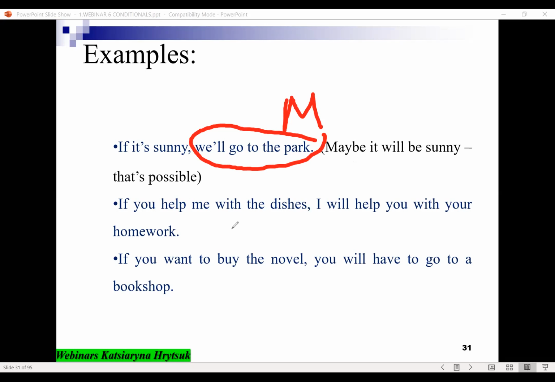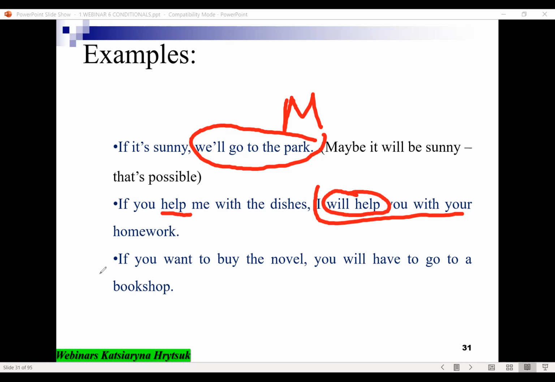Florence? If you help me with the dishes, I will help you with your homework. Yes. The main clause is I will help you with your homework. Absolutely, and we use will help, future simple. The if clause, if you help me with the dishes, is present simple again.